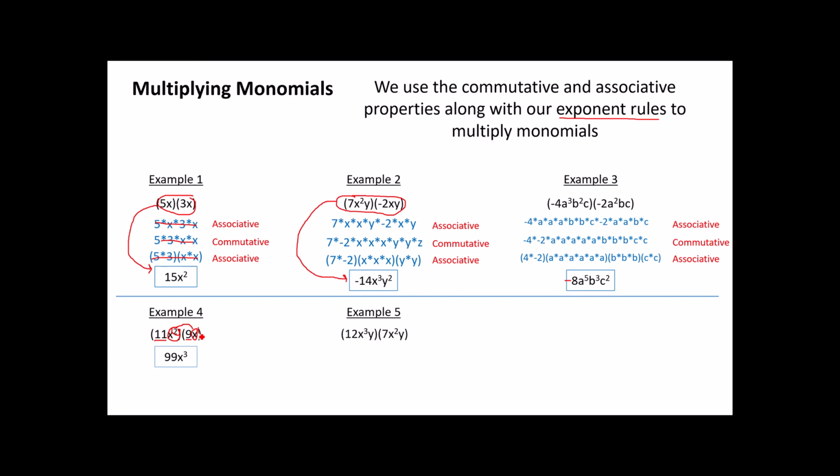I'm going to use the same shortcut here. I know that 12 times 7 makes 84. I also know that once I rearrange and regroup, I'm eventually going to have those 3 x's and these 2 x's grouped together, giving me 5 x's. And I know I have 1 y here and 1 y here for a total of 2 y's. Any idea what that's going to equal? 84 x to the 5th y squared.